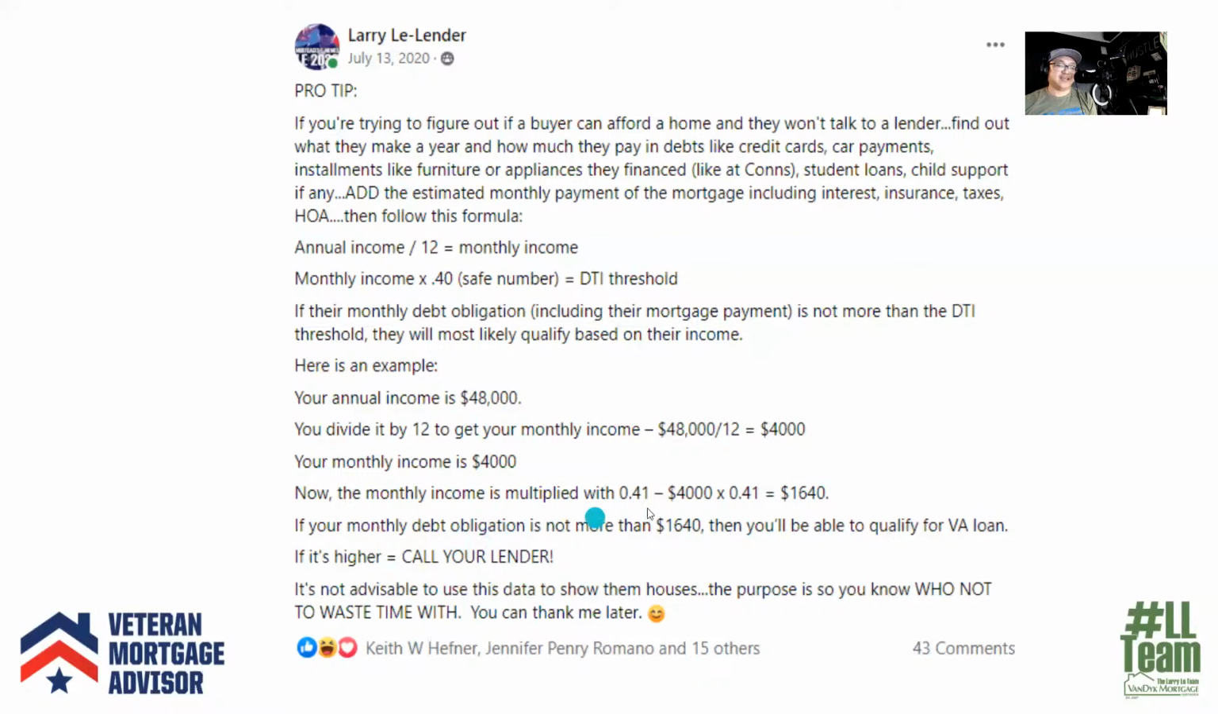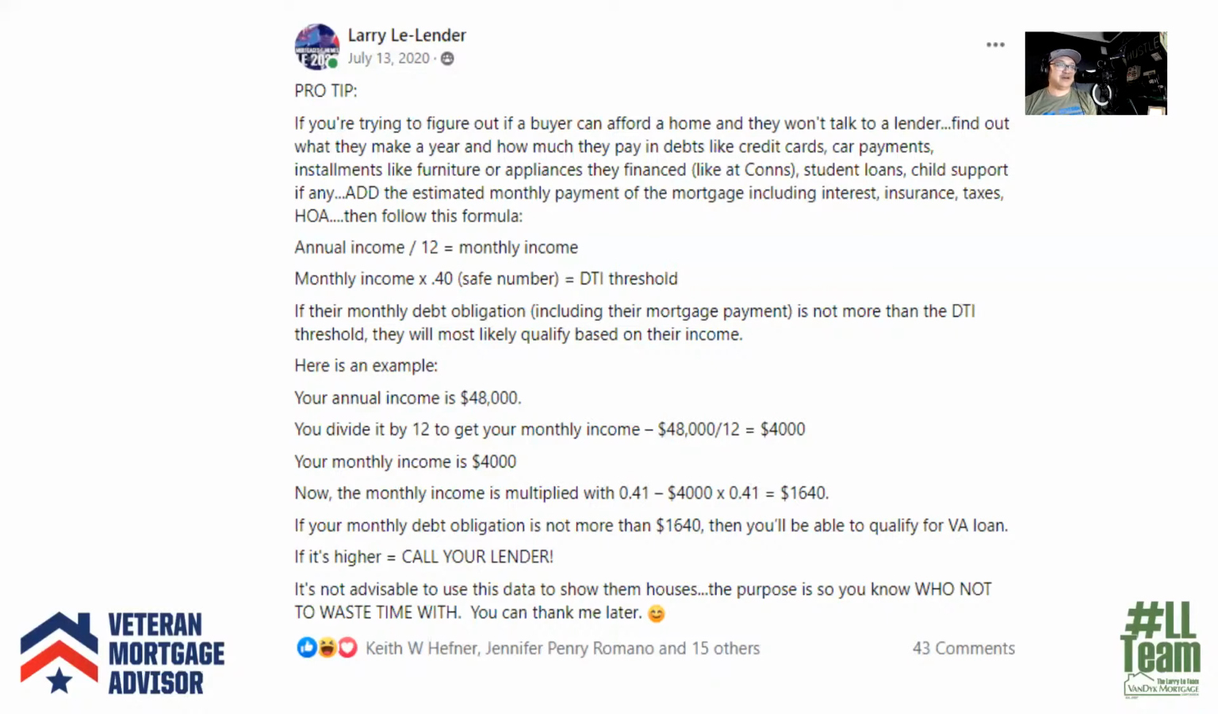Like, let's say they're looking at a house and it's a $2,000 payment and they have $500 in credit cards, whatever. So their debt obligation is $2,500, and based on the formula their income allows $1,640, then for sure they're not going to afford it. But you don't want to tell them that, right? You don't want to deny. You can't deny someone, right? You can't be like, well, I don't think you're going to be able to afford that, so I'm going to deny you on this.